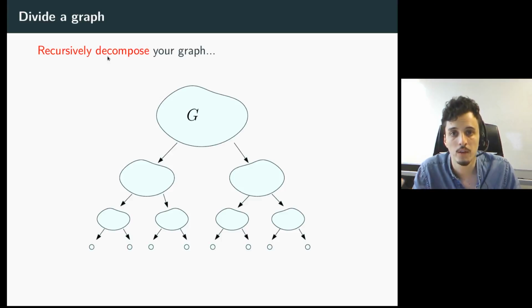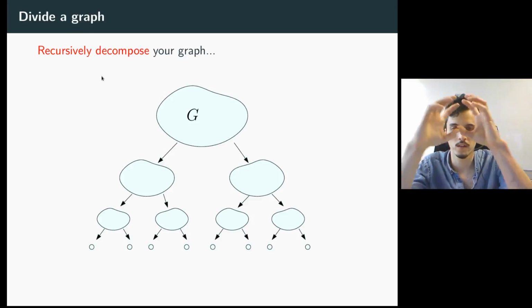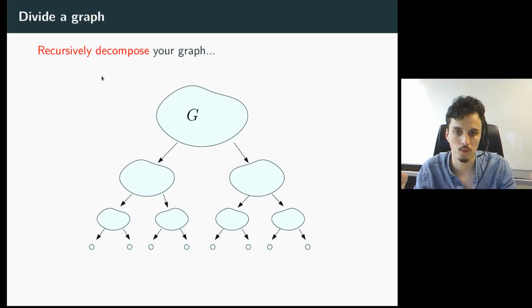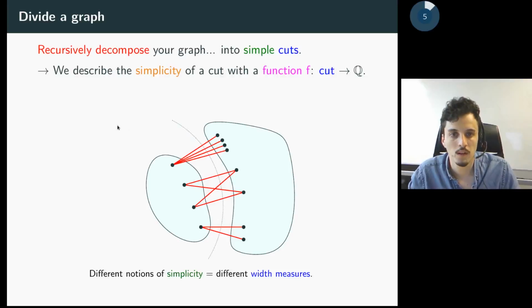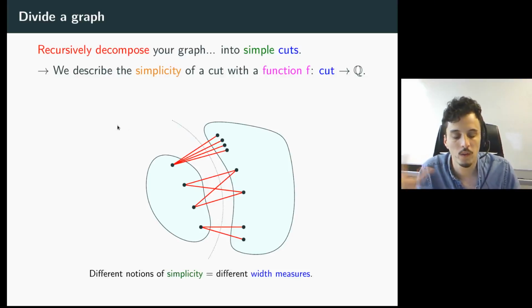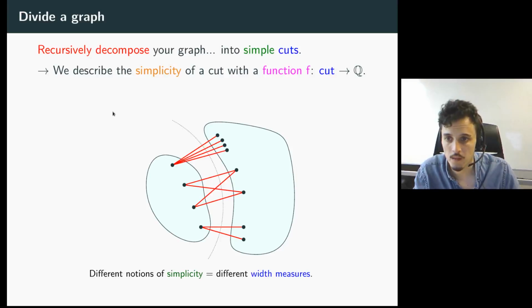Now let's talk about the definitions. All of these parameters are based on the same idea. We take a graph and we recursively decompose this graph. For rank-width and Mim-width, we take the vertex set and divide it into two parts recursively, and we do it in such a way that all the cuts of this decomposition are simple. We describe the simplicity of a cut with a function that takes a cut and returns a number. A small number means a simple cut.